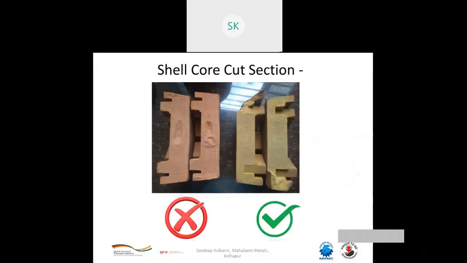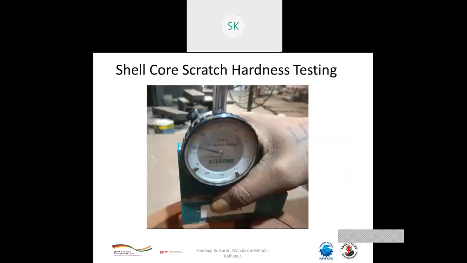Here I have cut some of the cores. You can see one core with a heavy section. The sand in between the core is not baked properly. You can see the sand is still there, so baking is not uniform in the first core. In the second core, you can see the baking is quite uniform. You have to check this particularly when you are going for thick sections of cores. You have to cut the cores and verify that the baking is uniform all over and you are getting good quality core.